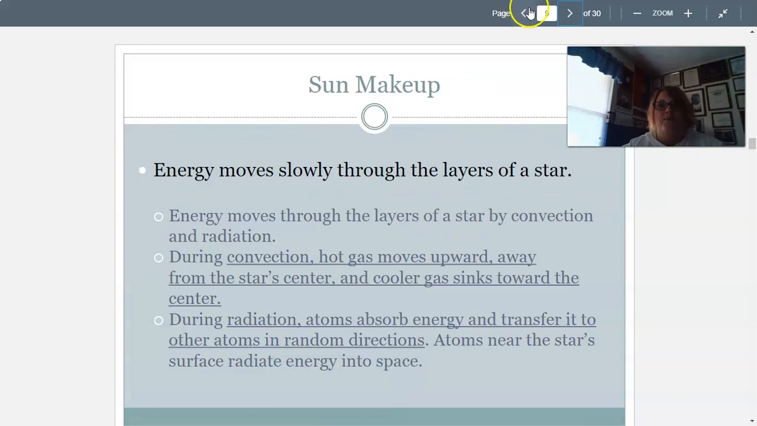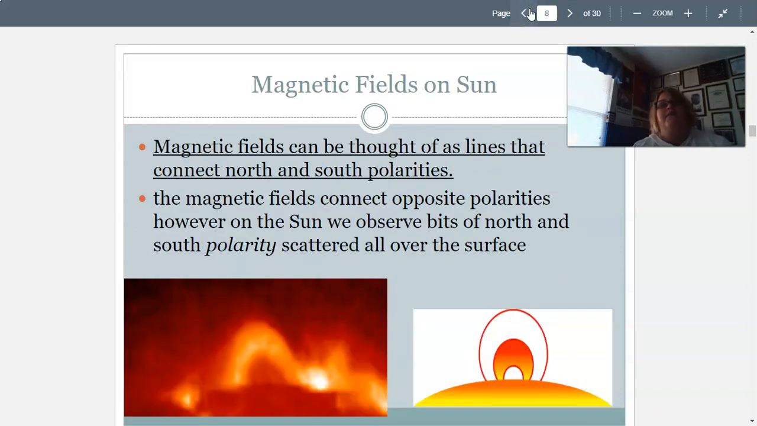Okay, so let me go back one. The magnetic field can be thought of as lines that connect north and south polarities. Okay, the magnetic fields connect opposite polarities. We know this. North and south attract. Opposites attract. It's like a bad love song. Okay, however, on the sun, we observe bits of north and south polarities scattered all over the surface. So it's not just a north pole, a south pole. It's going to be multiple north and south poles that you're seeing.